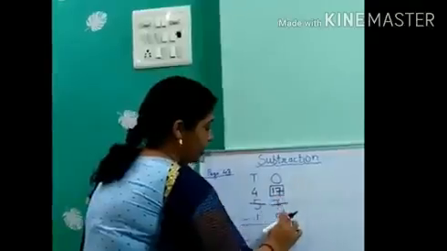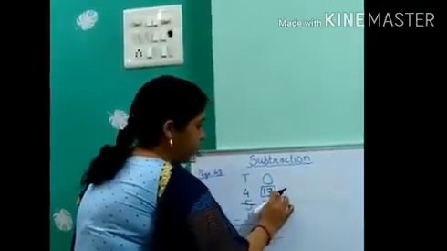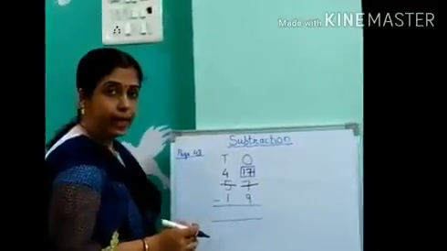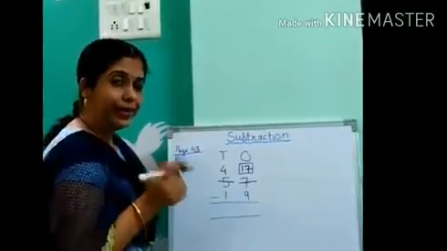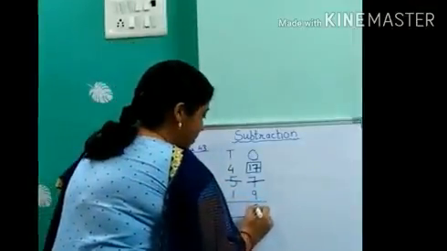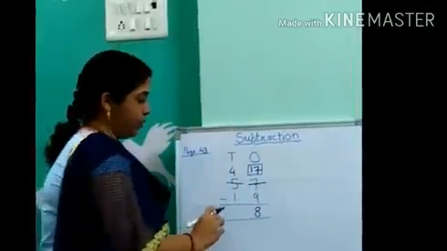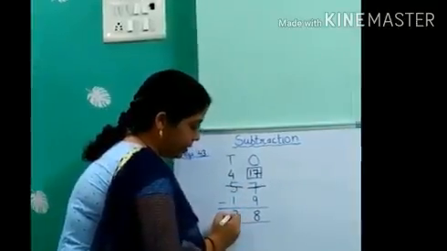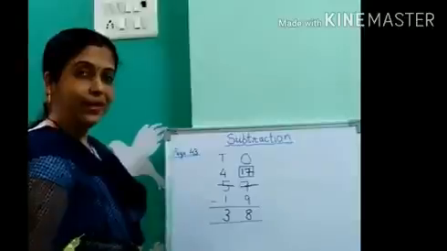Now I am going to subtract 9 from number 17. 17 minus 9 is how much children? Yes, 17 minus 9 is 8. Now 4 minus 1 is 3. Now 38 is the answer.